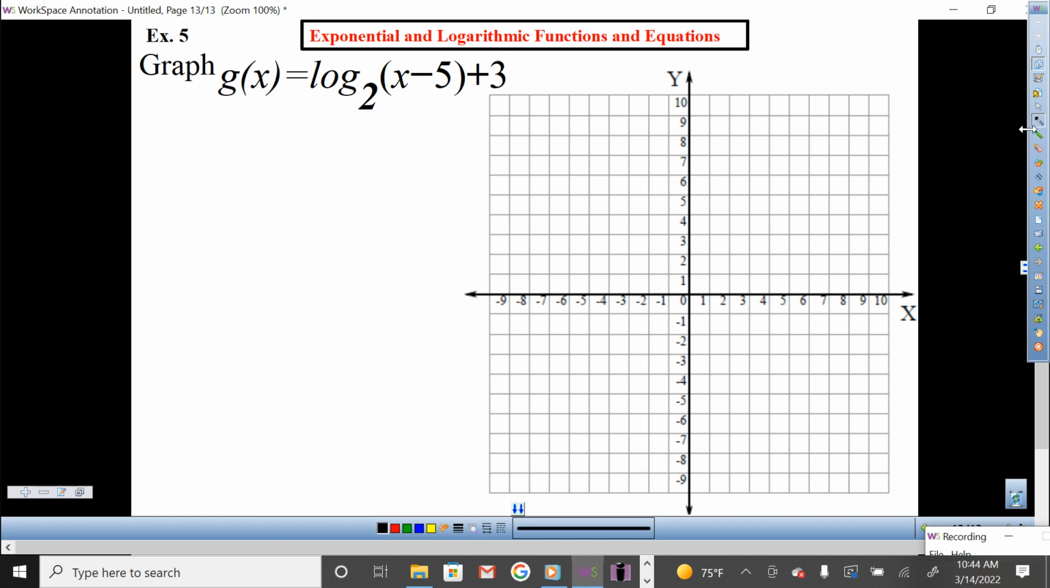Alright, by looking at it, what is the base of this log, everyone? 2. That means the parent function is f of x equals log 2 of x. Is that correct? Which means, what were the 3 points that I asked you to use in the graph for this parent function? 1, 0, 2, 1, 4, 2. That is this one.